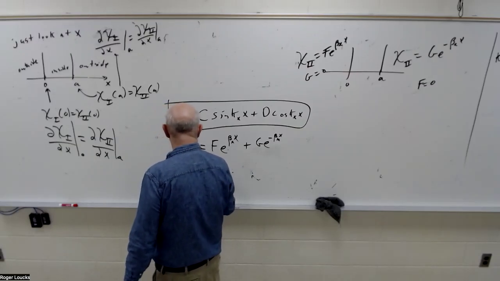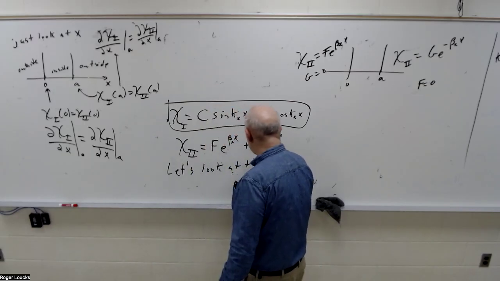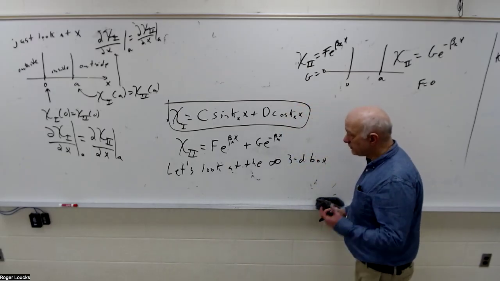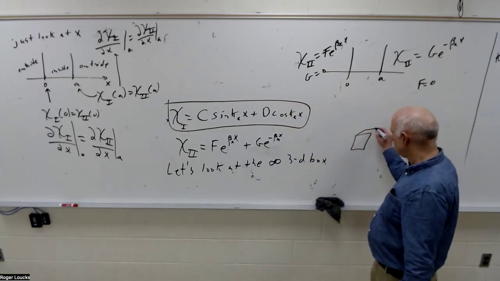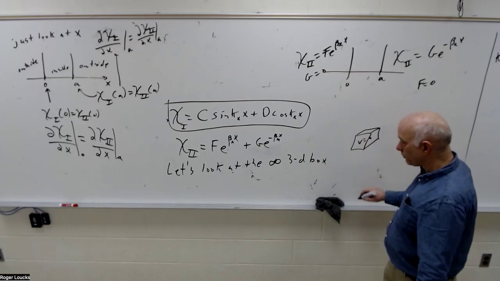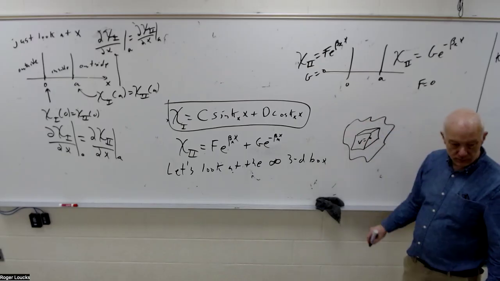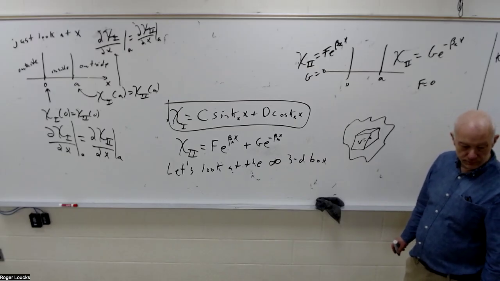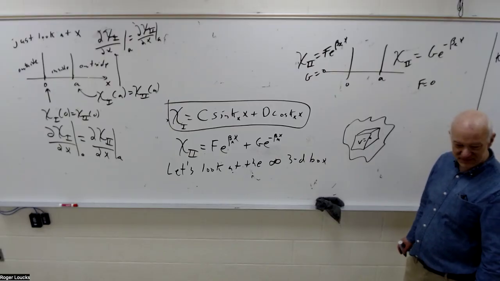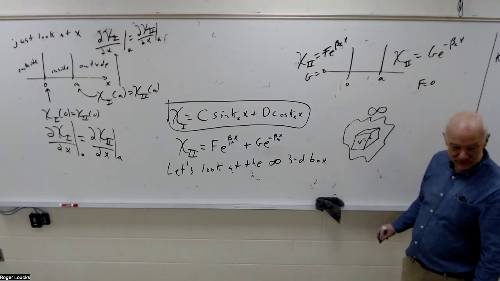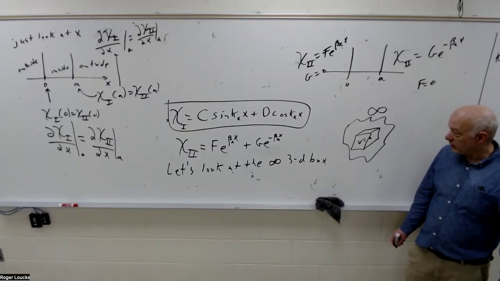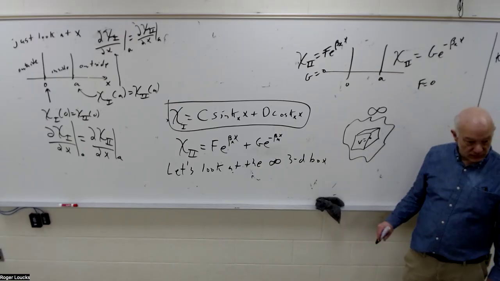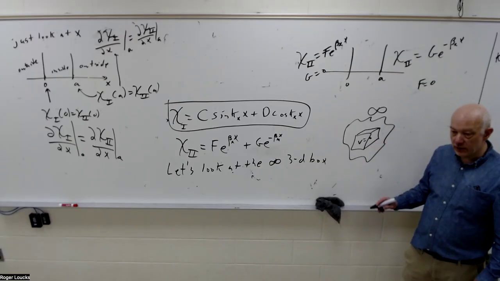Let's look at the infinite 3D box. So in the infinite 3D box, here's our box. We're going to take V to be 0 inside, and what's V going to be on the outside? Infinity. It is really just a three-dimensional generalization. So the potential energy outside here is infinity. We have this tiny little box. If we're in there, there's no potential.